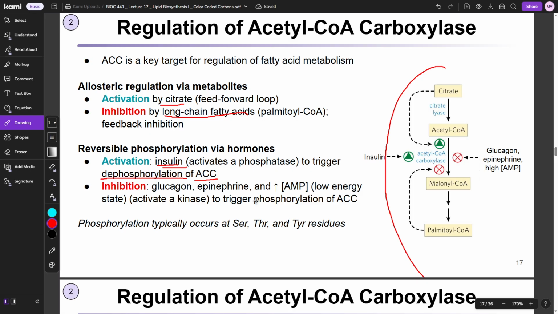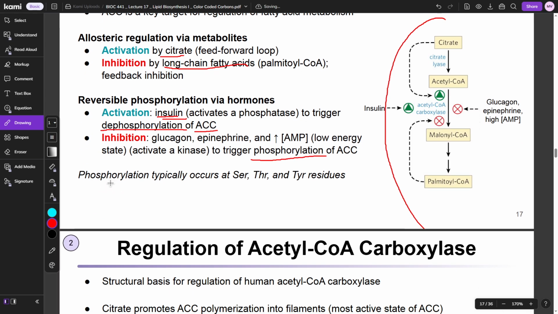On the other hand, epinephrine and glucagon, they are signals that you need to create energy and use the energy, and so they would actually inhibit the carboxylase, because you don't want to be making energy stores when you need to be using it in the first place. So that means that phosphorylation of ACC leads to inhibition, right? Because glucagon leads to phosphorylation. And these phosphorylations generally occur at serine, threonine, and tyrosine. That should make sense because those are amino acids that have OHs on them, and you can phosphorylate those pretty easily because they have the OH.